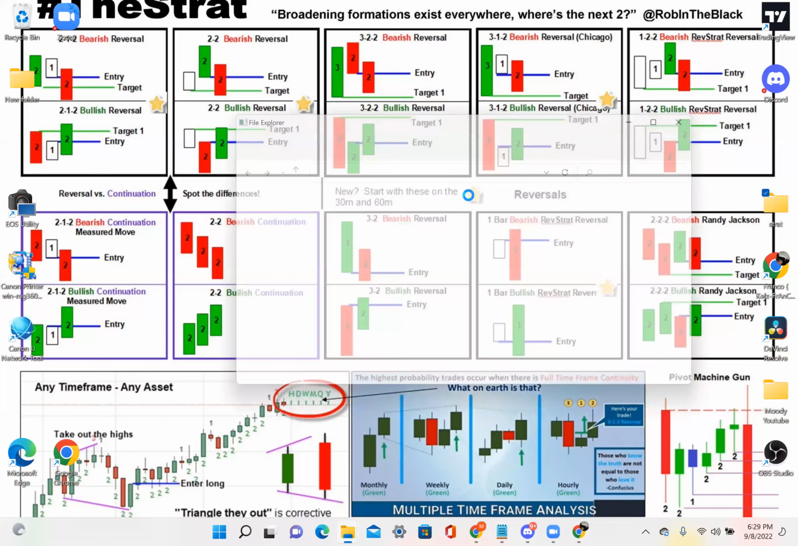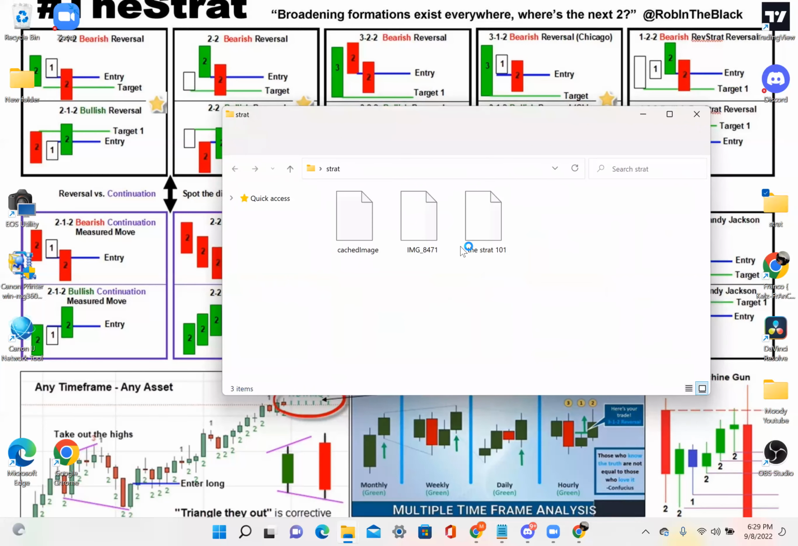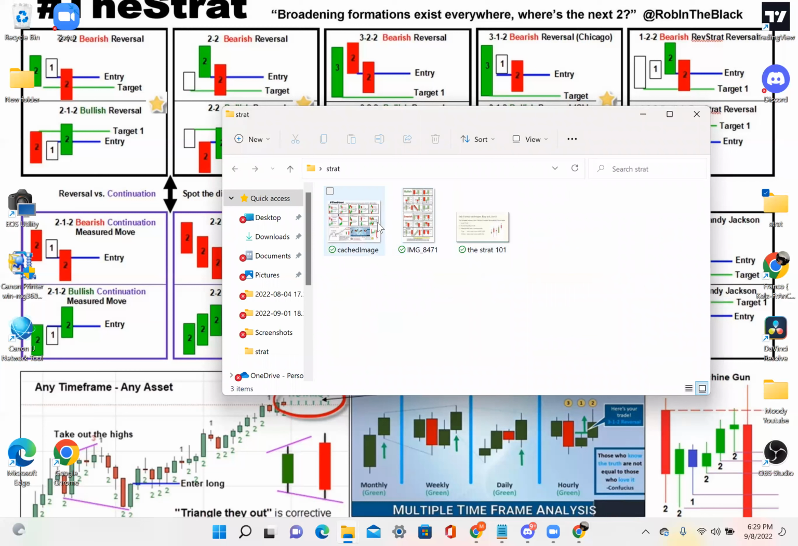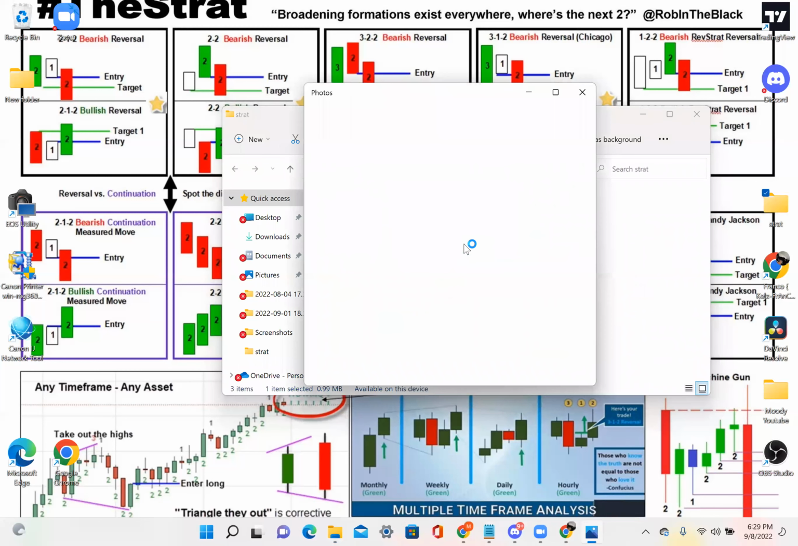This is the strat combo sheet that I'll be using right here. Pull it up, Moody. Come on, man.